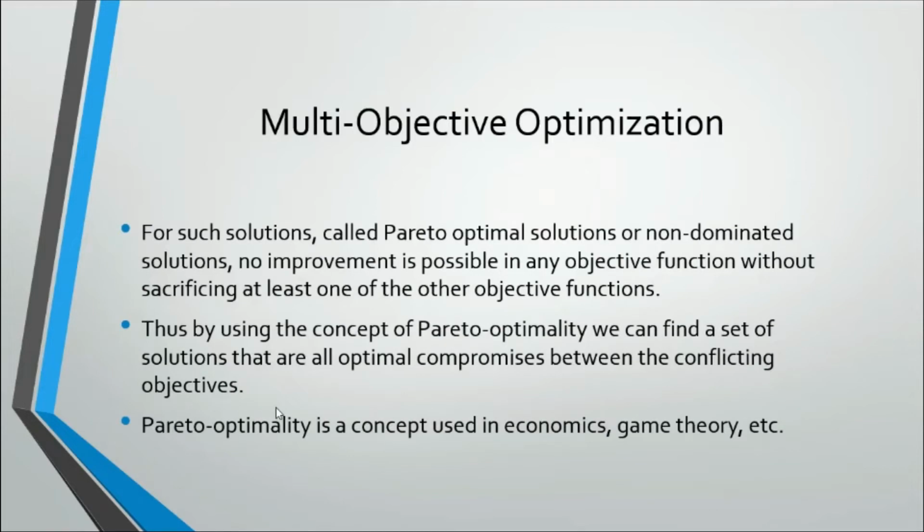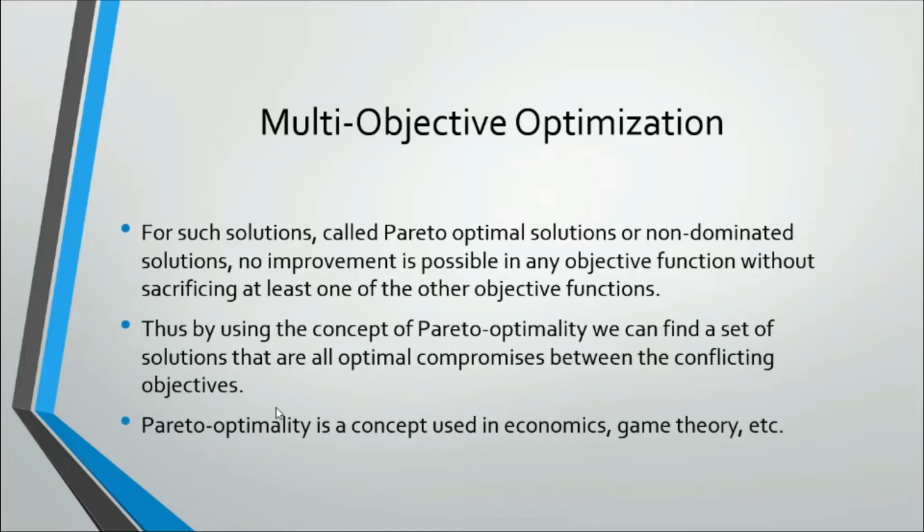So these types of solutions are called Pareto optimal solutions, also known as non-dominated solutions. These are the solutions selected for a multi-objective optimization problem in which none of the solutions can be compared directly with the others without some compromise. So in these cases, no improvement is possible in any objective function without sacrificing at least one of the other objective functions. That is the condition. So the solutions are known as Pareto optimal solutions, or also known as non-dominated solutions.